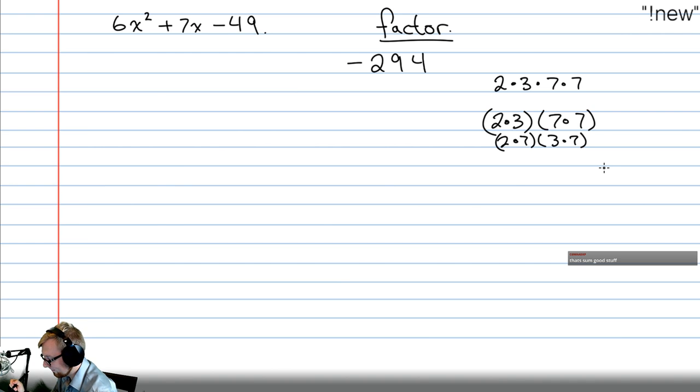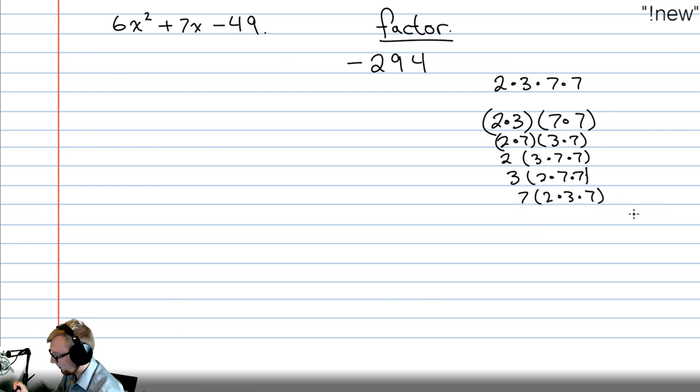Okay, next. 2 parentheses 3 times 7 times 7. Okay. 3 parentheses 2 times 7 times 7. And 7 parentheses 2 times 3 times 7. Cool. So what are your results? You get 6 times 49 for the first one. You get 14 times 12 for the second one. No, 14 times 21.